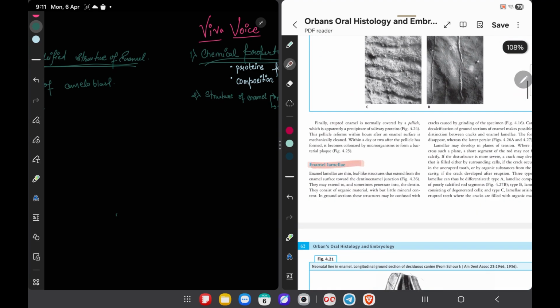Enamel lamellae. Enamel lamellae are again widely asked questions. There are types of enamel lamellae. Where are these types of enamel lamellae located? And in spotting, they are also asked about your enamel lamellae. So this is also an important feature of the important hypocalcified structures of the enamel.